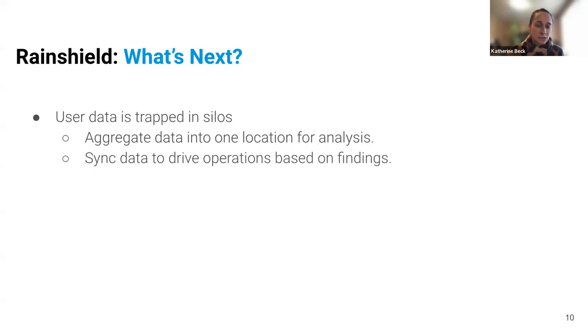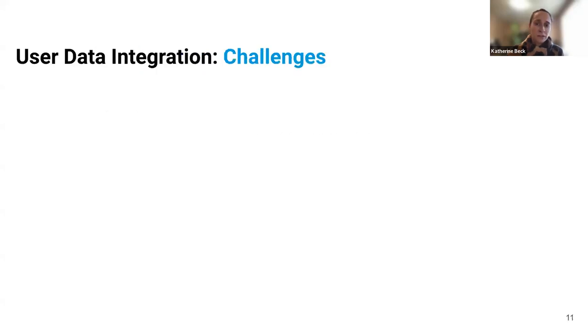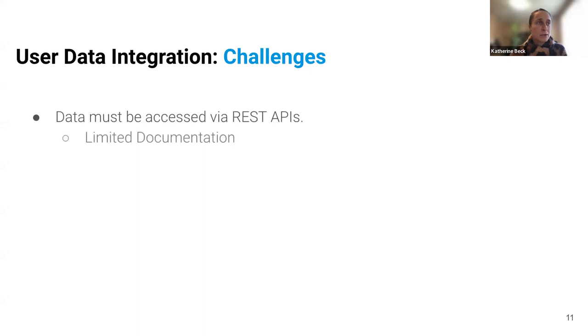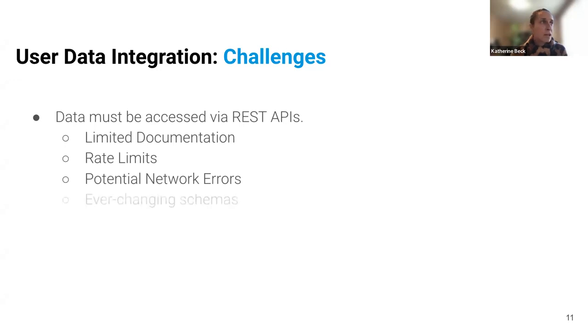So when considering the challenges of this type of data integration, you have to think about how user data is stored. User data is stored in SaaS applications in a similar structure to the way we see it stored in traditional relational databases. However, data in SaaS applications cannot be accessed with a simple query. Instead, it has to be accessed via unique REST APIs that make it more difficult to communicate with each tool. Further, factors such as limited documentation, rate limits on those API requests, managing potential network errors, and changing API schemas can make transporting large amounts of data a challenging and slow process.